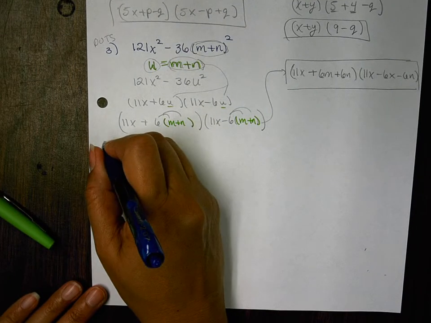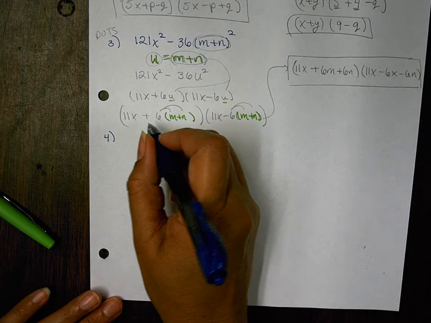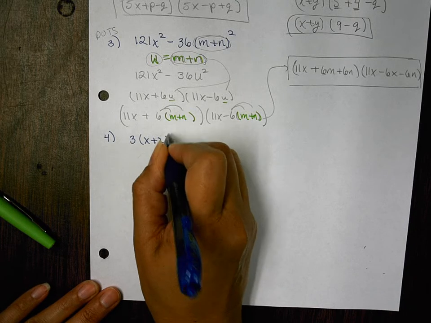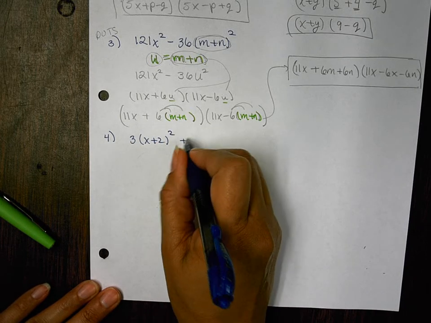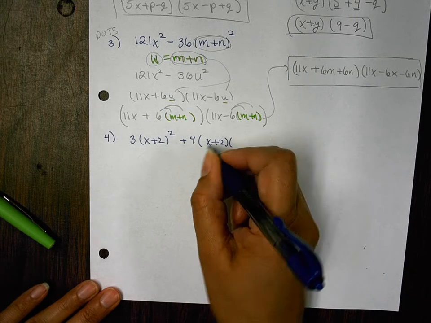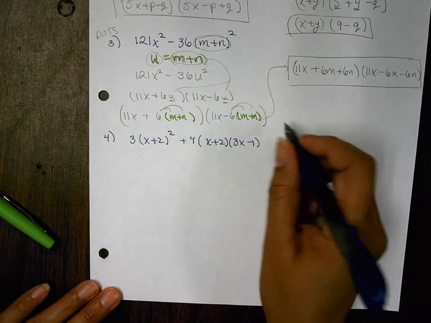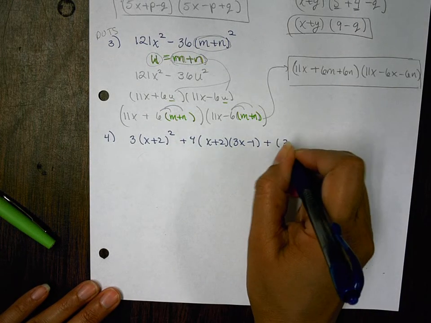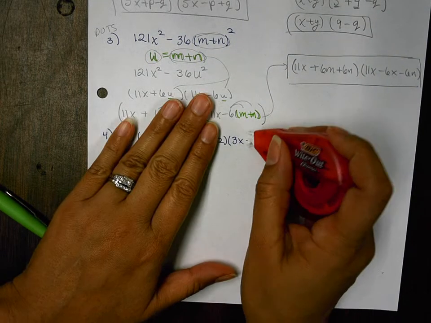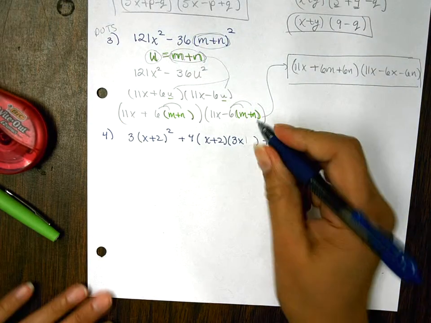Number 4 is 3 times the quantity of x plus 2 squared plus 4 times the quantity of x plus 2 times the quantity of 3x minus 1 plus the quantity of 3x minus 1 squared. Yes, that is a big problem. I'm going to fix the way that looked. That's 3x minus 1.